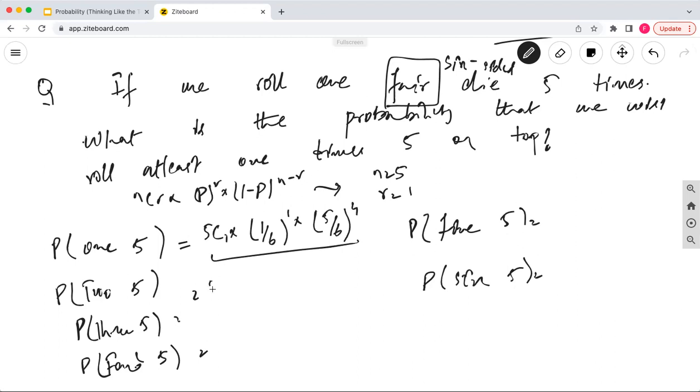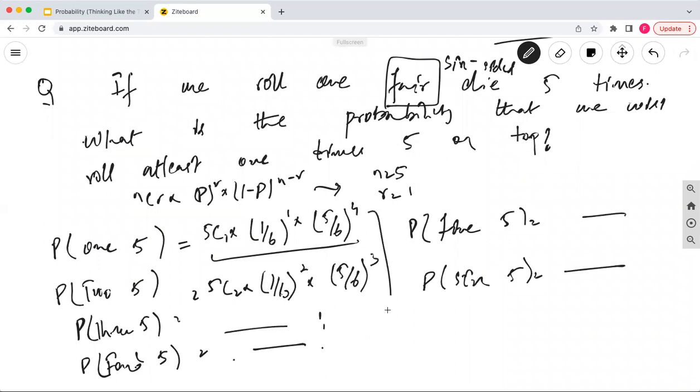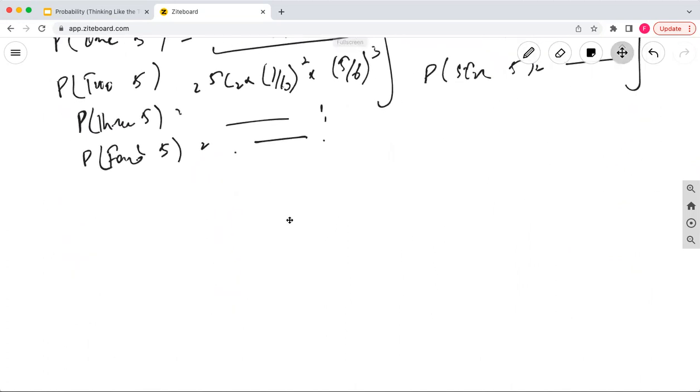Now 2 times 5 will become 5C2 into (1/6) power 2 into (5/6) power 3. If you move further, you will solve for this, this, this, and this. And last, you need to add all of these, which is a bit lengthy procedure. So why not do this a bit quickly? We need to have at least 1 time 5.